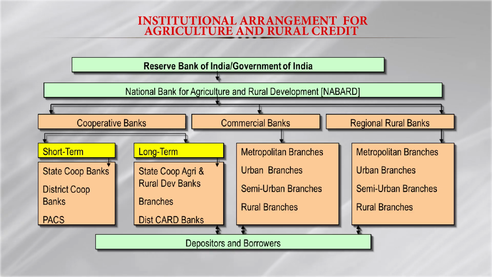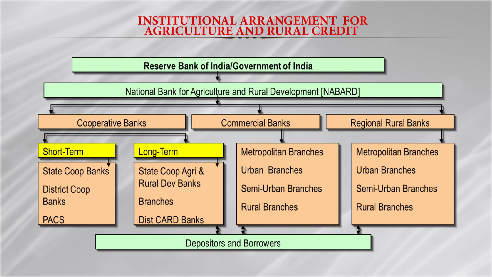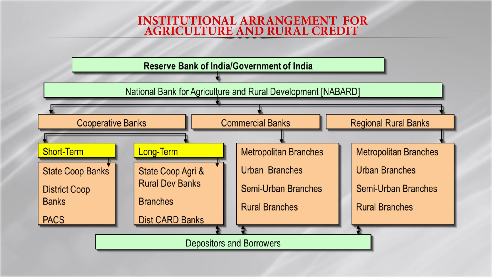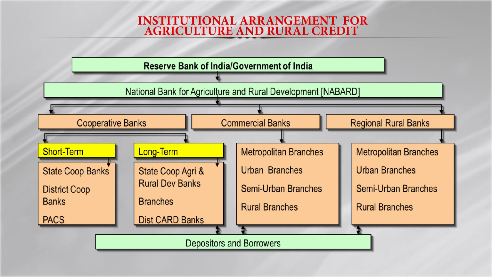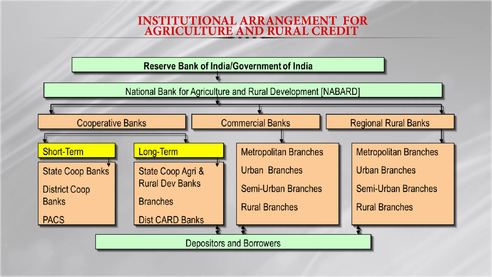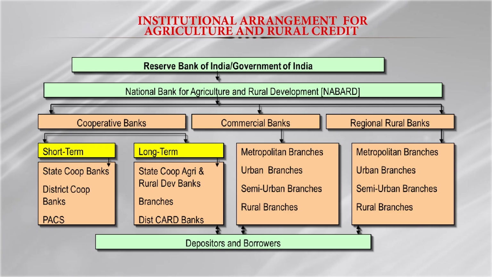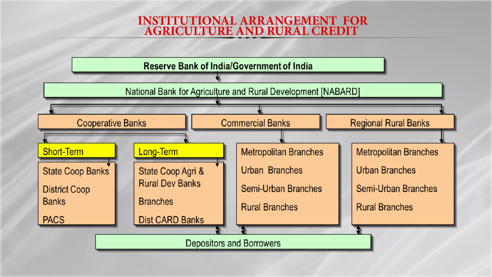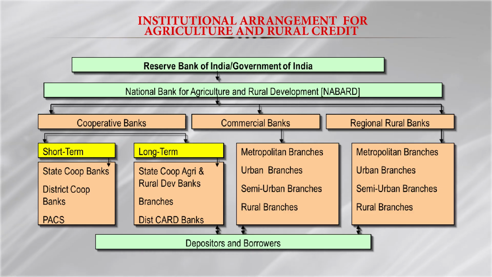And in the cooperative banks we have two types: one for short term and medium term requirements, another for long term requirements. For short term and medium term requirements we have a three tier structure. At the top we have the state cooperative bank, at the district we have the district cooperative bank, and at the primary level we have the primary agriculture credit society. And in case of long term loans from the cooperative banks, we have the state cooperative agriculture and rural development bank. They have their branches also, and at the district or taluka level we have the district cooperative agriculture and rural development bank.